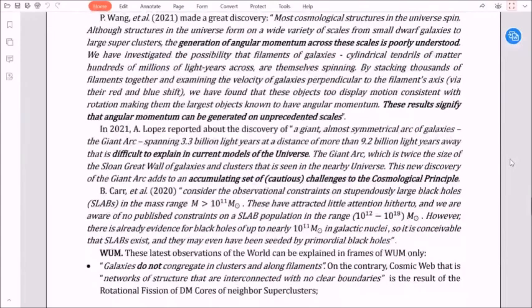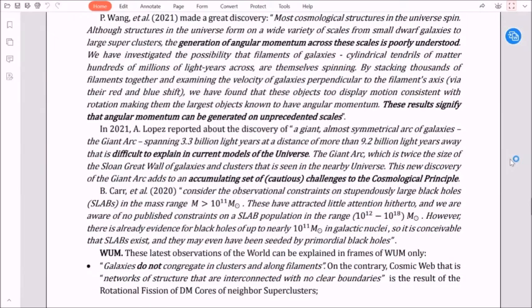Wang et al. in 2021 made a great discovery. Most cosmological structures in the universe spin. All the structures in the universe form on a wide variety of scales, from small dwarf galaxies to large superclusters. The generation of angular momentum across these scales is poorly understood.